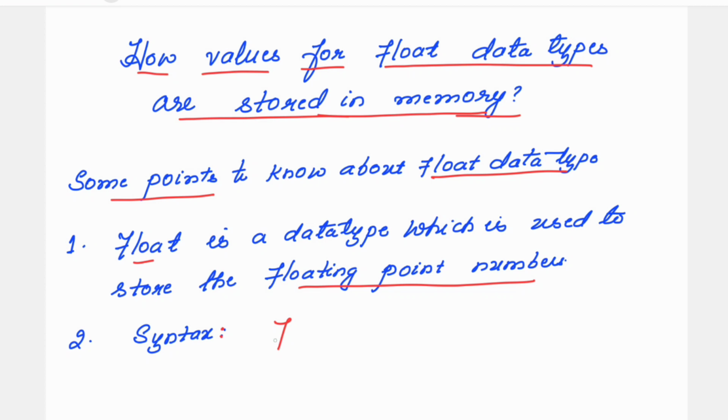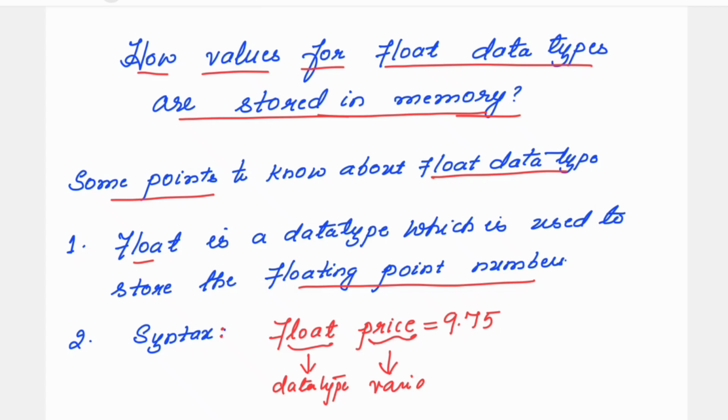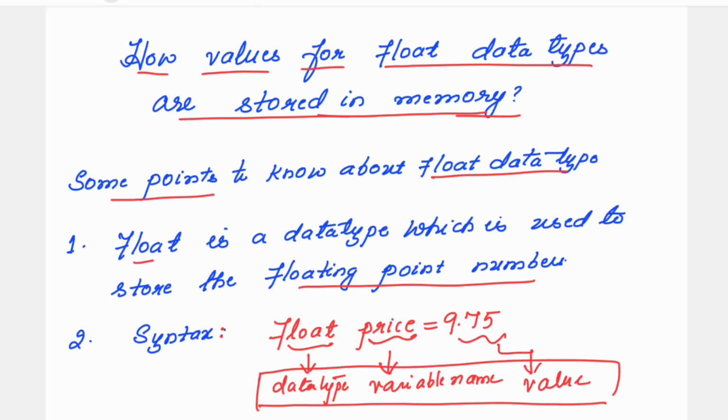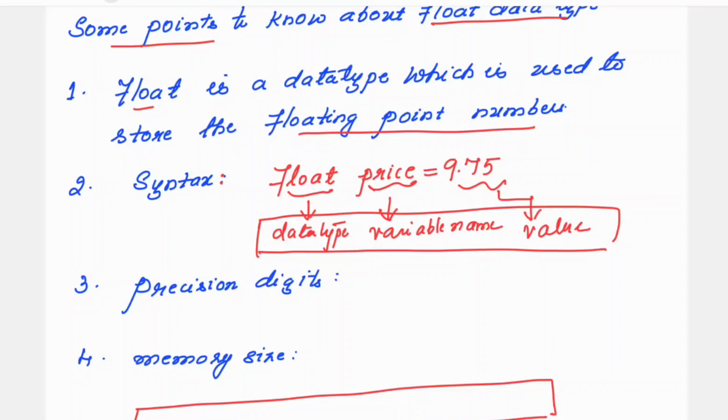What is the syntax for the float data type? You use the keyword float followed by the variable. Suppose you are writing the variable name as price, and you are assigning this variable with some value, 9.75. In this case, float is the data type, that is the keyword, price is the variable name, and 9.75 is the value. This is the syntax to declare a variable of float data type.